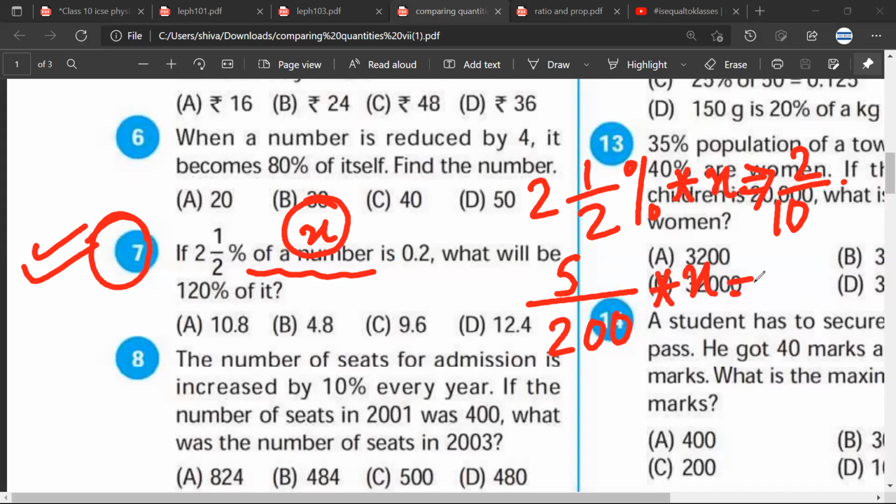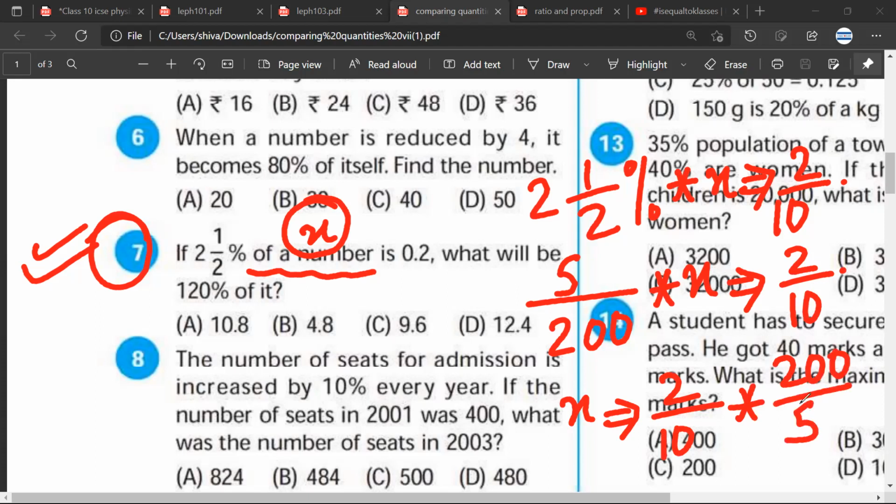Mr. Satya, have you understood the question? Yes, sir. How should I do the question? So first we have to take x.